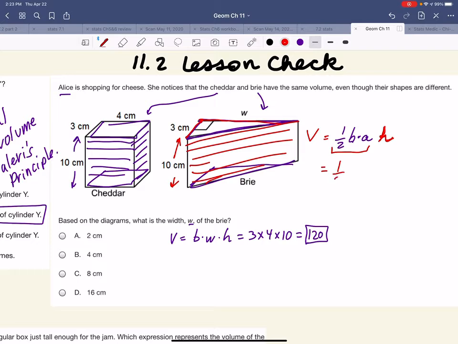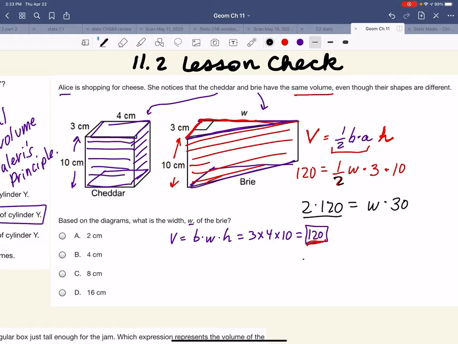So let's plug in what they've given us. We know the volume is the same. They said they had the same volume, so we can plug in 120. The base here is W. The altitude is 3. The height is 10. So using a little algebra, the 2 can go up there. We have W times 3 times 10, that'd be 30.